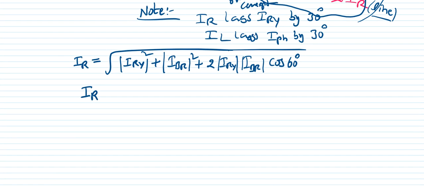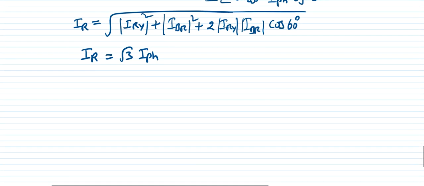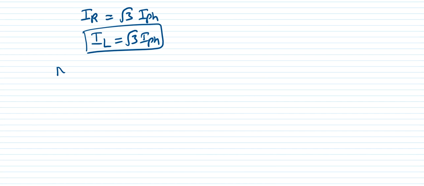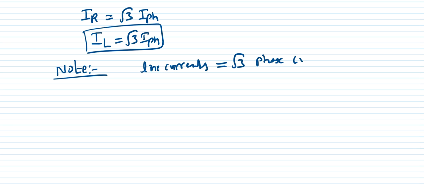Now after this you can simplify this one. It comes to root 3 into I phase. If you simplify this one, what is this IR? IR is nothing but a line current. So line current is equal to root 3 into phase current. This is the relation we are getting. So you can write another note here: in case of delta connection, your line currents are equal to root 3 times the phase currents. This is one of the observations we are taking from this analysis.